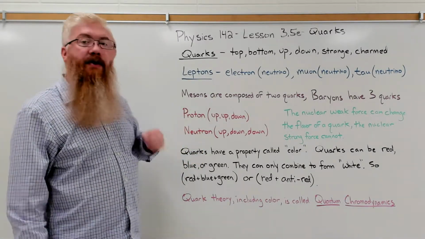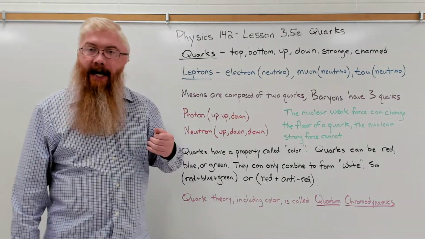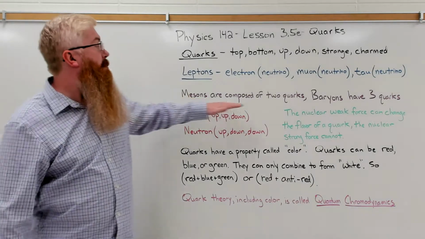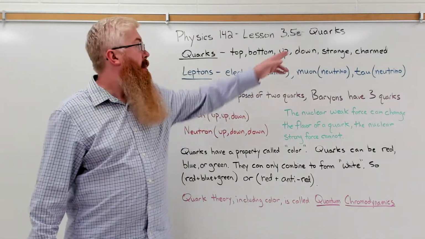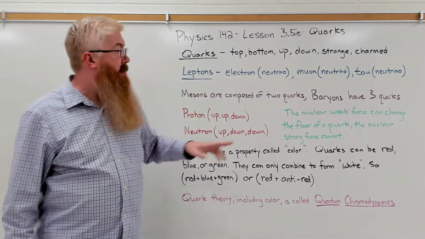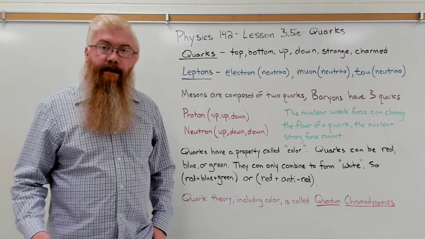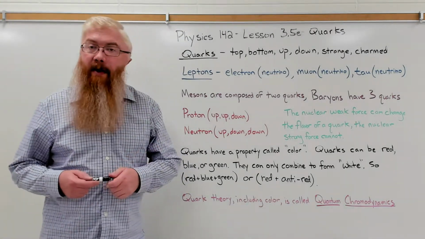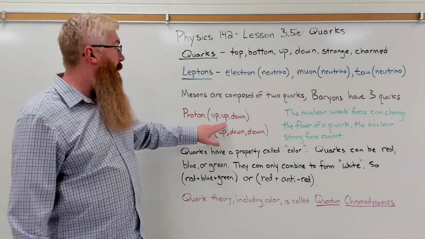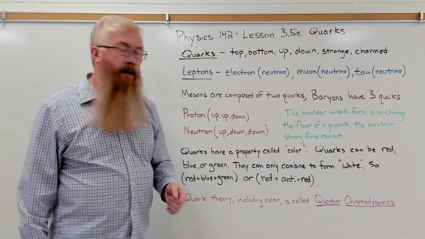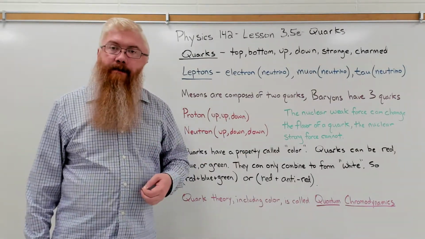Mesons, which we talked about before, decay into leptons. Mesons are composed of 2 quarks, like an up and a down or an up and a bottom or something along those lines. And baryons can have 3 quarks. For example, 2 very famous baryons that we're all familiar with: the proton has an up, up, and down quark. Neutrons have up, down, and down quarks.